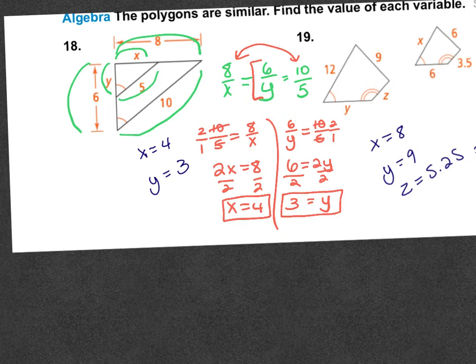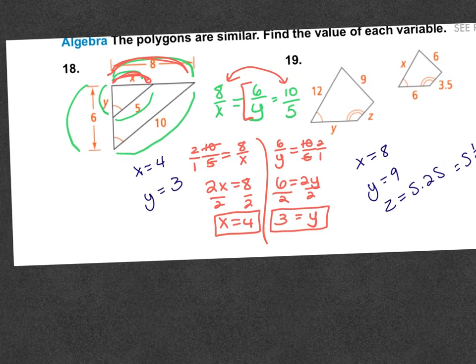So if it's a triangle, there's always 3 ratios. One of them is going to be both numbers. And that's what you want to set equal to both of the other variables. Alyssa. How is it 8 over x? Because this side is proportional to this side.